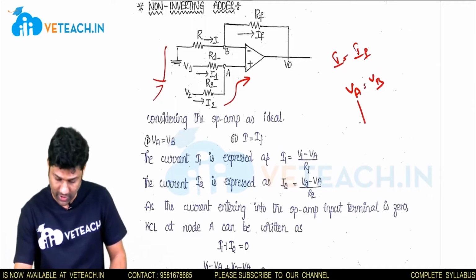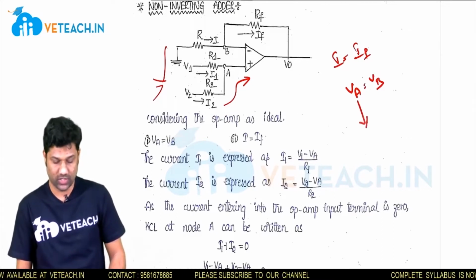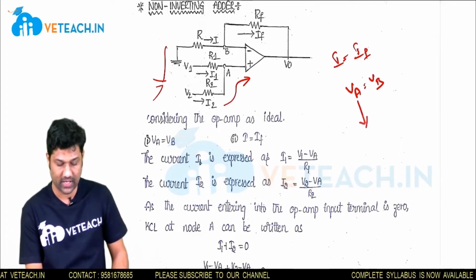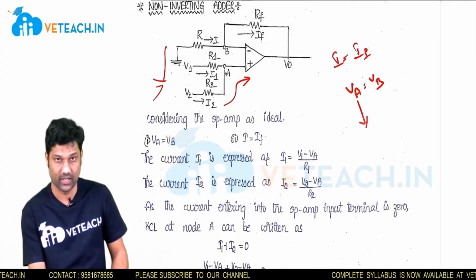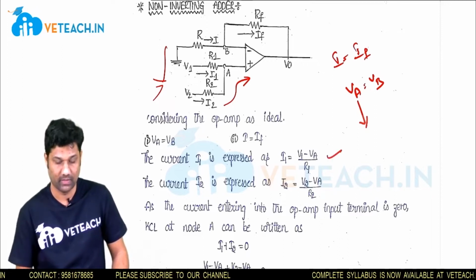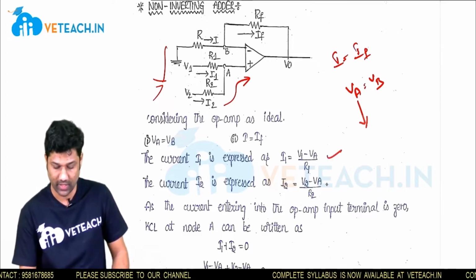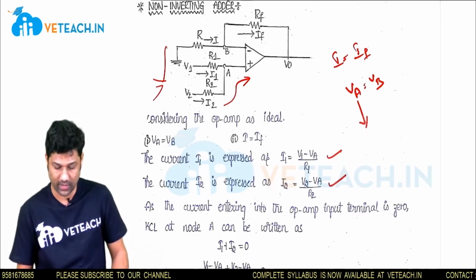Now we have to calculate the voltage at node A. So how is the voltage at node A calculated? First write down the expression of I1. I1 is a current starting from V1 and ending at VA, so I1 equal to V1 minus VA by R1. In a similar way, I2 is a current starting from V2 and ending at VA, so it is equal to V2 minus VA by R2.